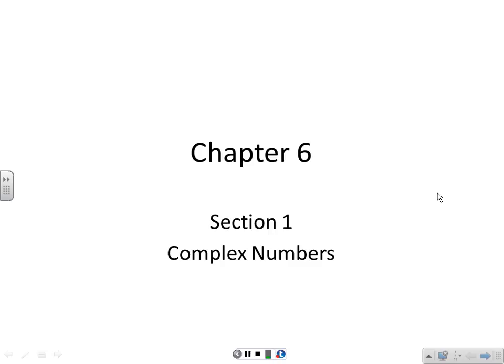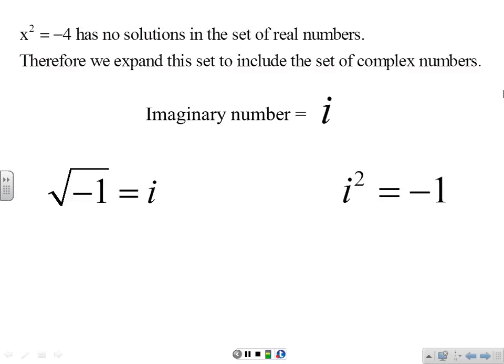Chapter 6, Section 1, Complex Numbers. In this section, we're going to learn how to deal with complex numbers or imaginary numbers, and this is going to come from when you take the square root of a negative number. In the previous chapter, we learned how to deal with square roots and cube roots, but we said that you cannot take the square root of a negative number and get a real solution. Instead, your solution is going to be imaginary or complex.